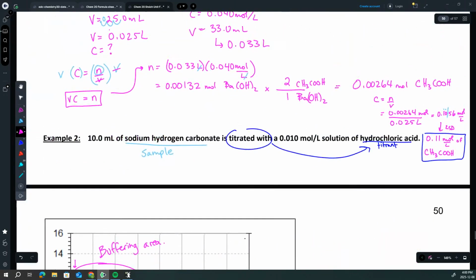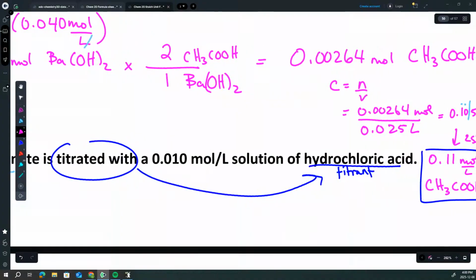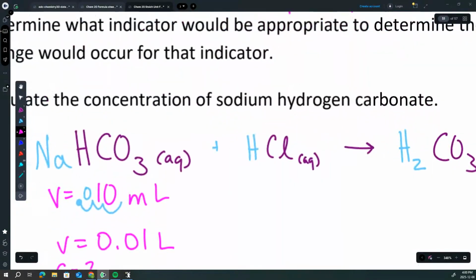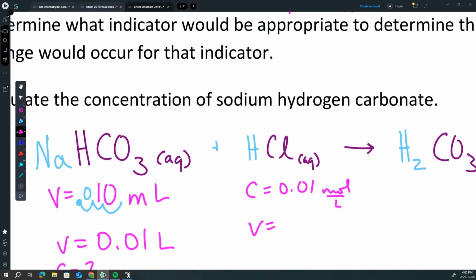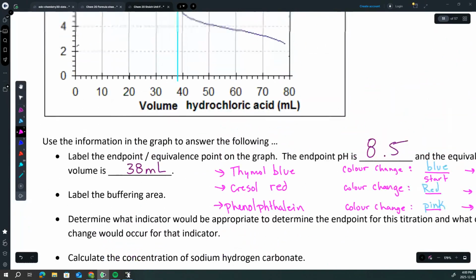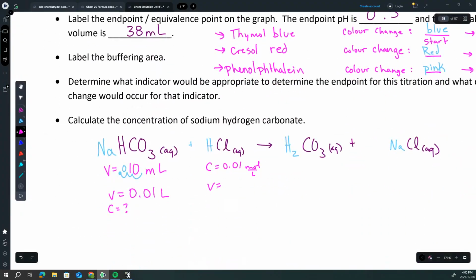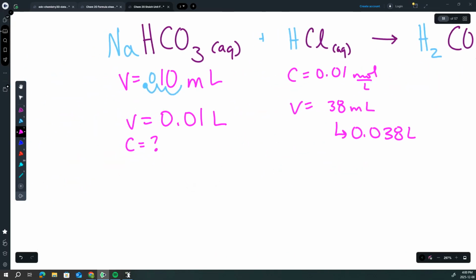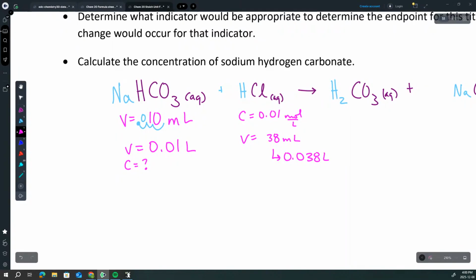All right, let's go back to the question. So we're told that we use a 0.01 mole per liter solution of hydrochloric acid. So let's write that out. And the volume of it is going to be our equivalence point volume, which we said was 38 milliliters. Which, if we convert to liters, that's going to be 0.038 liters. Okay, so step 1, balanced chemical equation. I also organized my information. Now step 2, find the moles of your given.